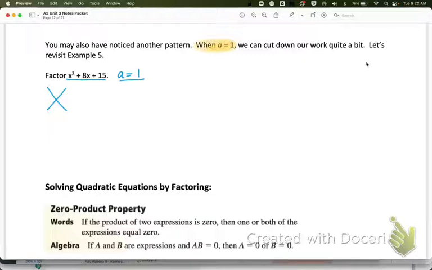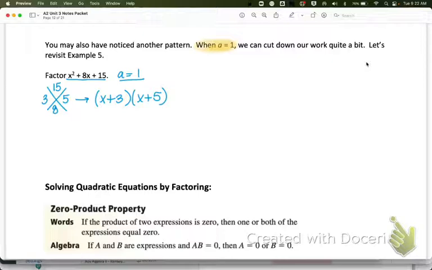So when a is equal to 1, 1 times 15 is 15, and b is 8. My side numbers would be 3 and 5, because 3 times 5 is 15, 3 plus 5 is 8. Here's the shortcut because a is equal to 1. My factors will just be x plus 3 and x plus 5 because they're both positive. Done and done. That is all we have to do. Again, you can go back and look at example 5 and see the way we did it by grouping, but anytime a is equal to 1, we can take this shortcut.